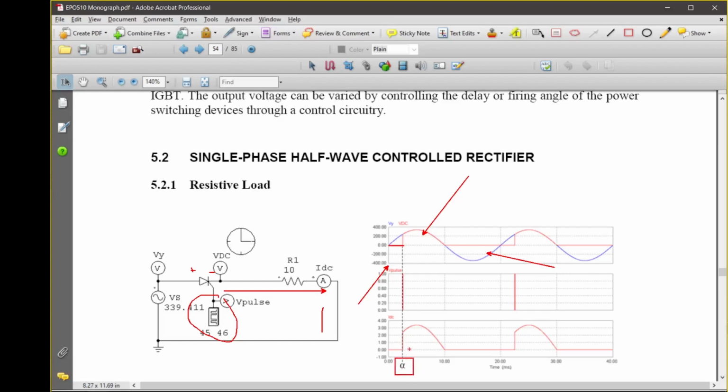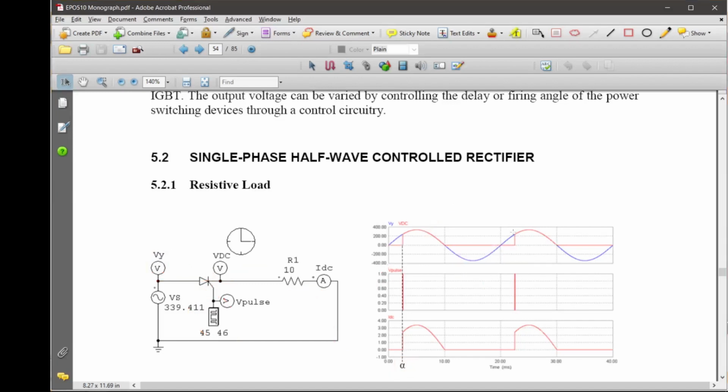Right. So once you have triggered the thyristor, the output voltage now appears as a short circuit. When it turns on, VDC equals Vs, and therefore it copies the supply voltage until it goes to the negative half cycle. The current tries to reverse, and then this is a reverse bias, and therefore the thyristor will be off. VDC equals 0 again until the cycle repeats.